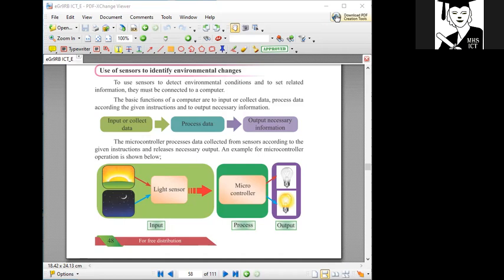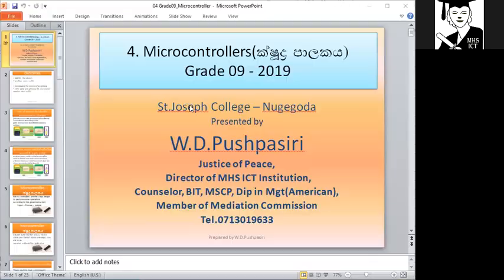So we will write this one like this. You can write down the heading called microcontrollers. And those who need it, you can write it down in Sinhala also.